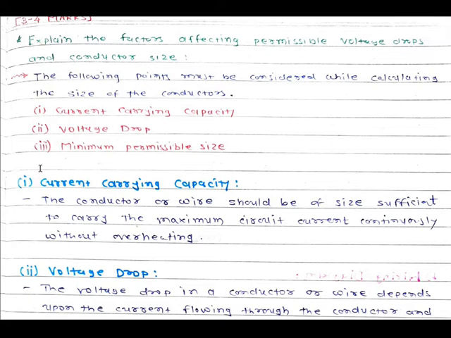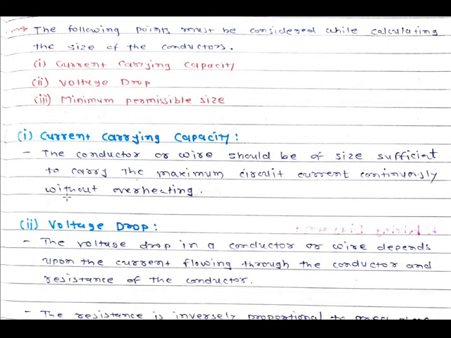So first one is current carrying capacity, in which the conductor or wire should be of size sufficient to carry the maximum circuit current continuously without overheating. So current carrying capacity means the conductors or wires should be of size sufficient to carry the maximum circuit current continuously without overheating.